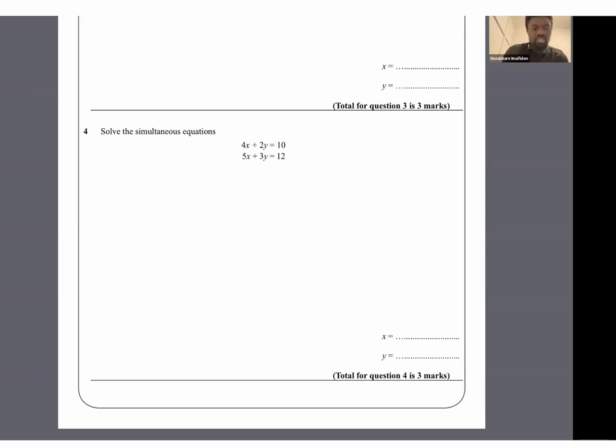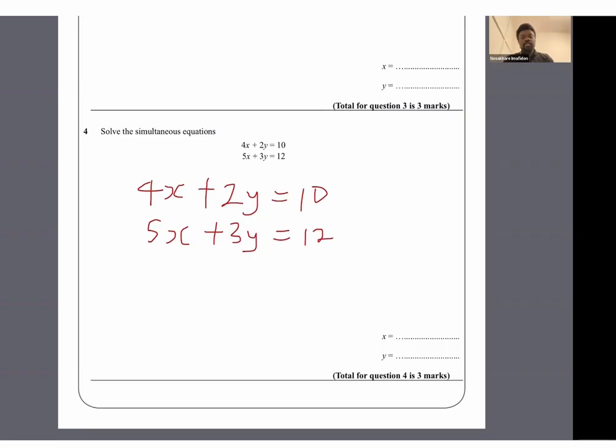So the question is straightforward. We have 4x plus 2y is equal to 10, and we have 5x plus 3y is equal to 12. Now you have to make a choice. Are you going to eliminate x, or do you want to eliminate y? The choice is entirely yours. If I choose to eliminate x, it's not because I just want to eliminate x; I'm just not under any form of compulsion to do otherwise. If it's x you want to eliminate, it's fine. If it's y, it's fine. But now I have chosen to eliminate x.